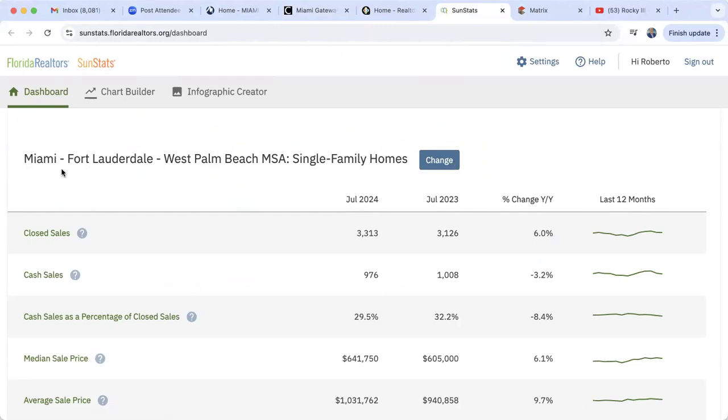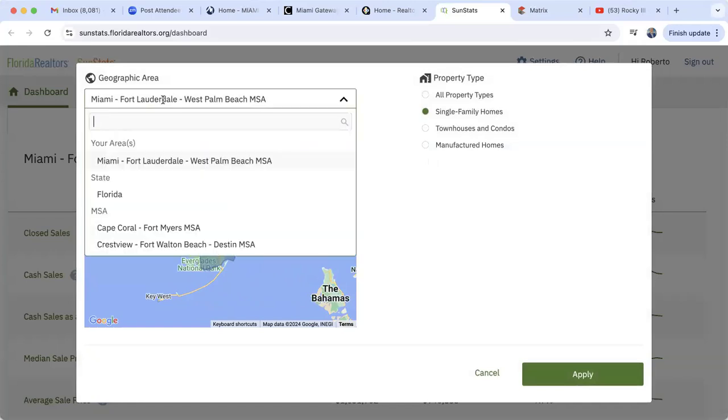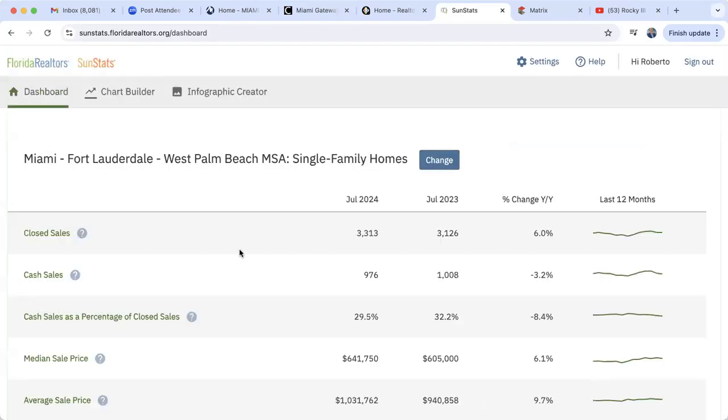notice I'm looking at the Miami, Fort Lauderdale, West Palm Beach metro area. All right? We're going to click on change. That's all of this area. You can run this type of report for any zip code, any city, or an entire metro area like the one that we're looking at now. All right. So let me go ahead and click on apply and show you the numbers for July 2024 for Miami-Dade, Fort Lauderdale, and Palm Beach area.